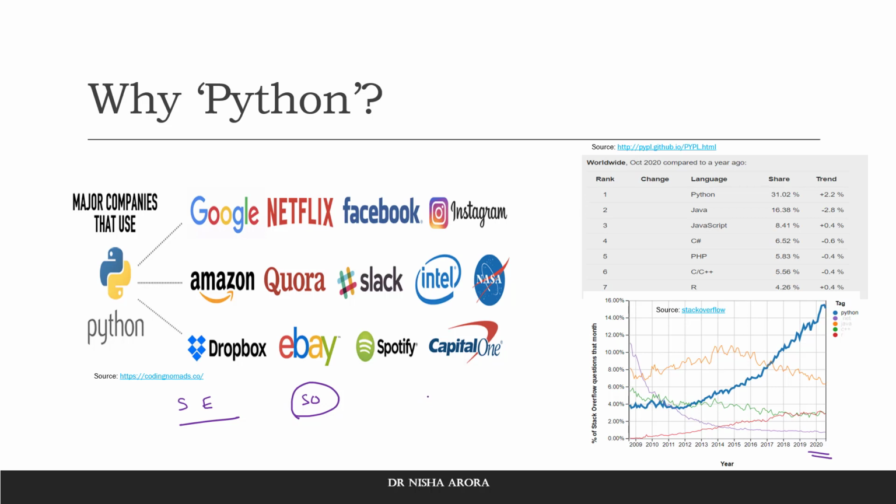Why they prefer Python over other languages? Why it is becoming so popular so quickly? There are reasons to it. First, Python is very easy to learn because it's a high-level programming language. If you are not a programmer, you have never done any programming before, then too you can very easily jumpstart Python coding. It's very simple.